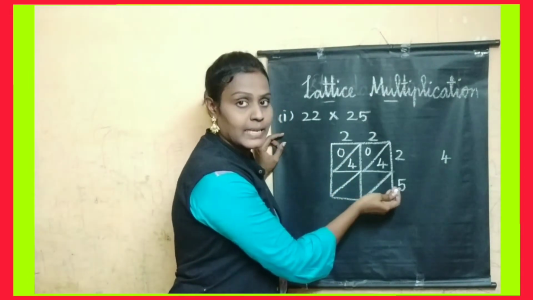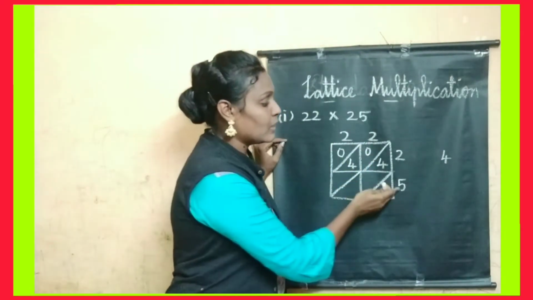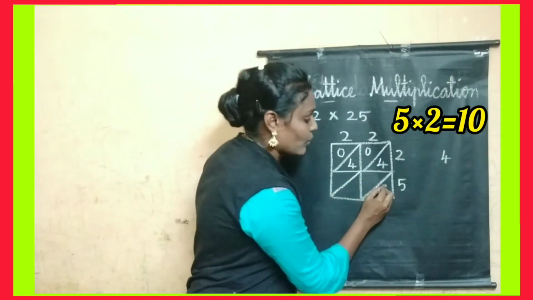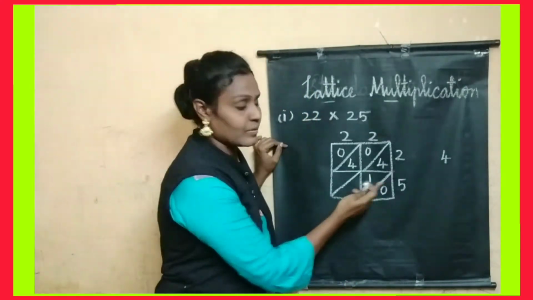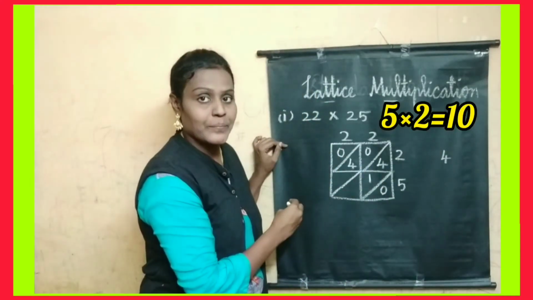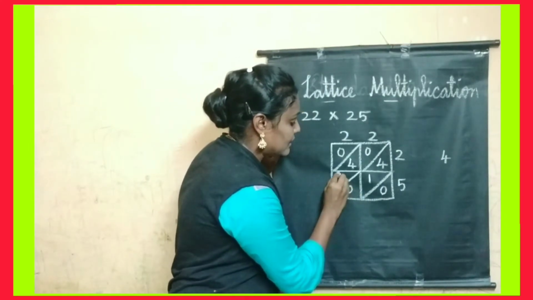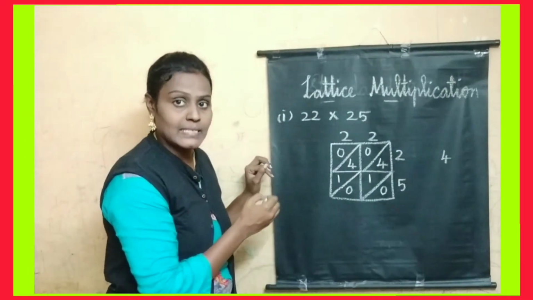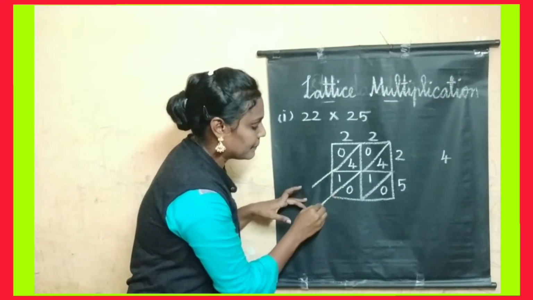Next, 5. Next, we multiply 5 with the 2 numbers on top. 5 2s are 10. Write ones below, tens above, 10. Again 5 2s are 10. Ones below, tens above, 10. Next, we have to extend the lines. We can extend these lines a little.